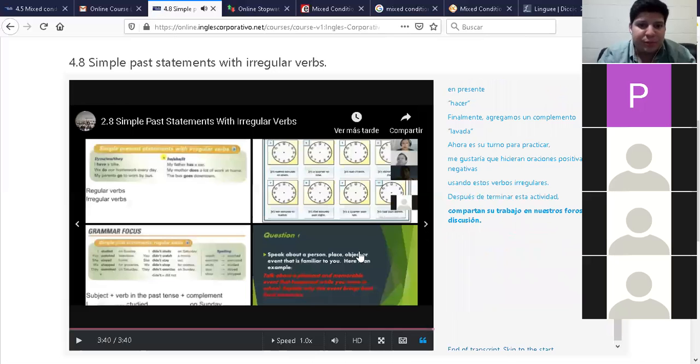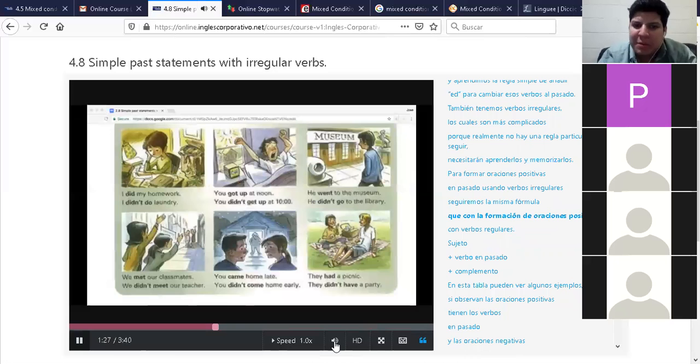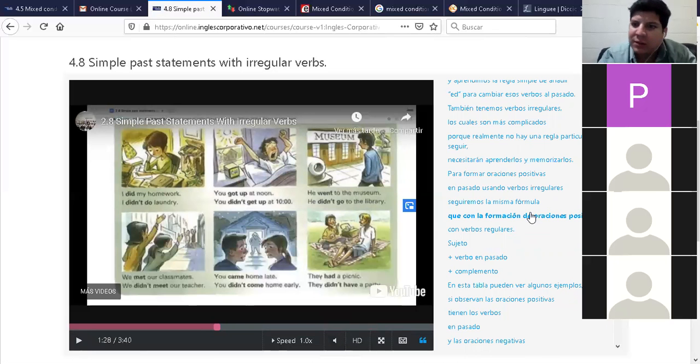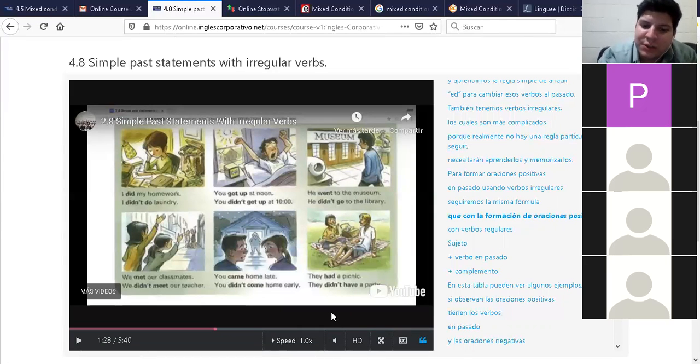Alrighty, guys. So here, as you can see, we have the same structure as simple past. Do you guys remember what is the structure for the affirmative sentence? Anybody? Come on, don't be shy. So subject plus verb base plus complement.